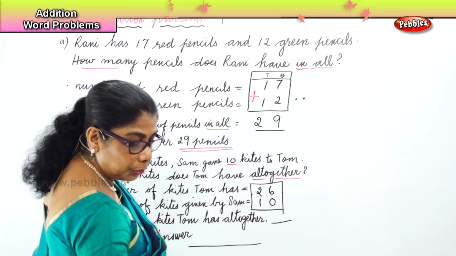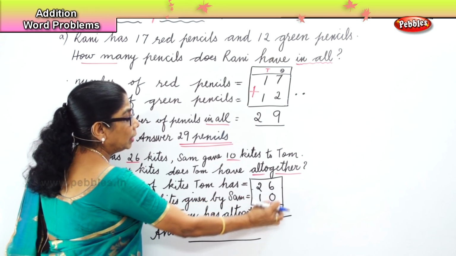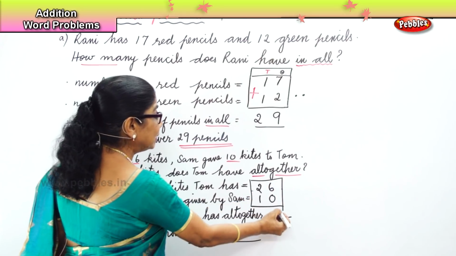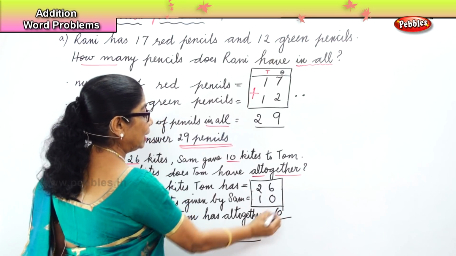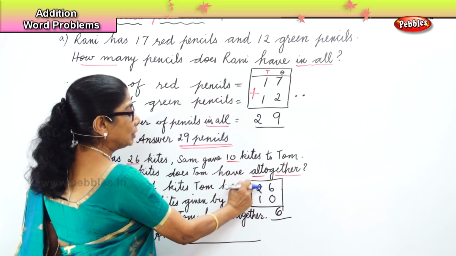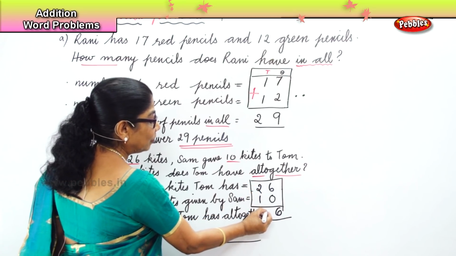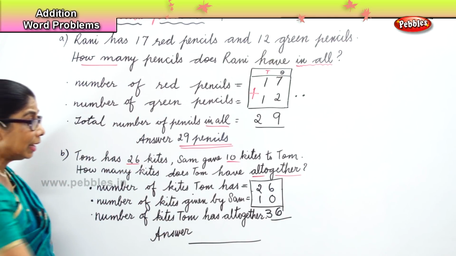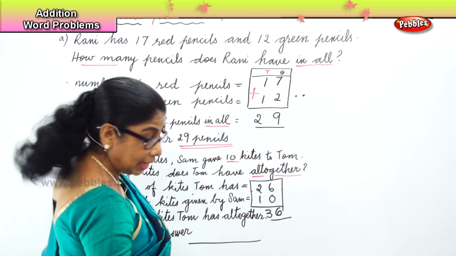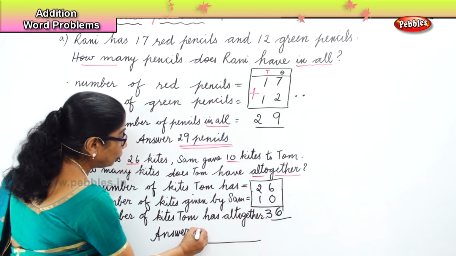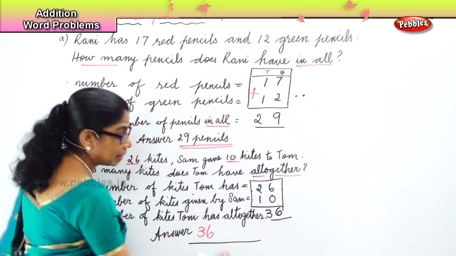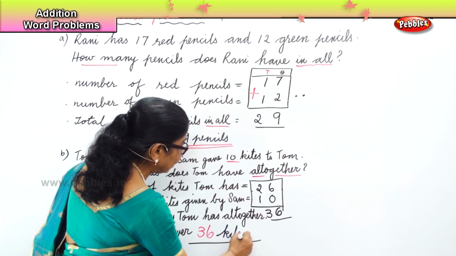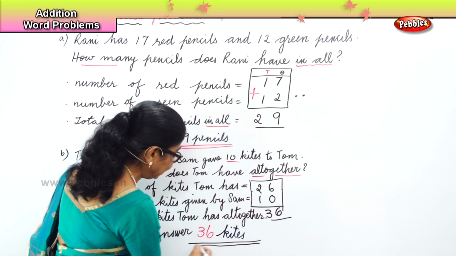Alright. Now, when you do addition, you do the ones first. 6 ones and 0 ones is 6 itself. Any number plus 0 is the same. 2 tens plus 1 ten is 3 tens. So what is the number of kites Tom has altogether? 36. He's got 36 kites. You must write 36 kites, and that's your answer.